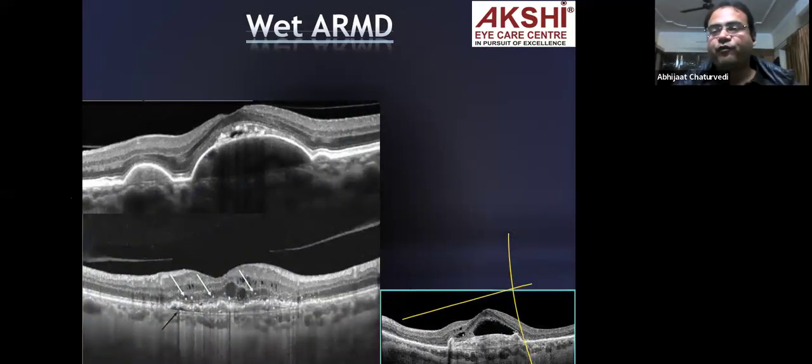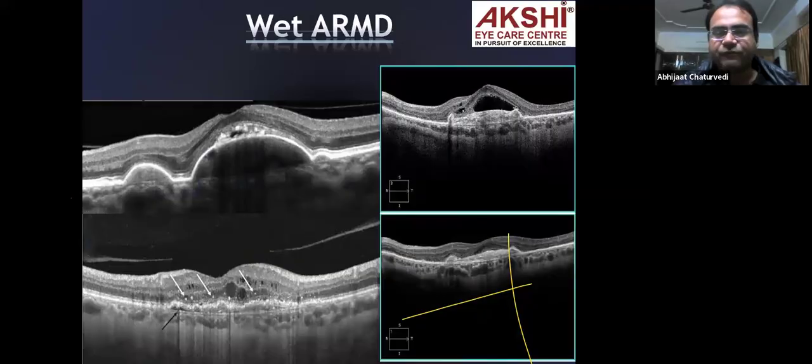Now wet AMD has varied presentations. They can be type 1 CNV or type 2 CNV, and there are many things. I will just show you broadly that whenever you see such an image, it cannot be dry AMD. You see such a huge pigment epithelial detachment with a component of neurosensory detachment. And similarly, you see a lot of fluid, a lot of activity going on there. Some CNV, or the choroidal neovascularization, is starting over here.